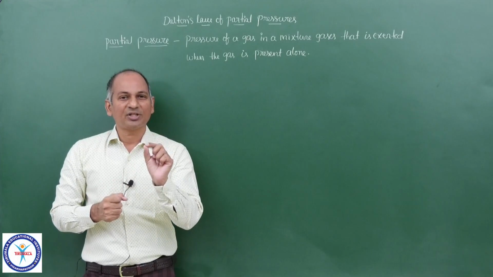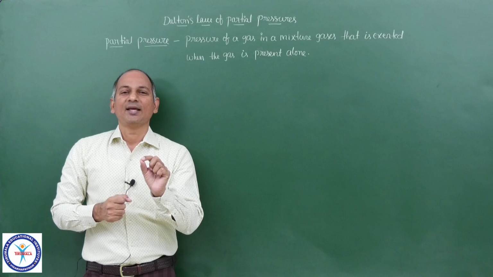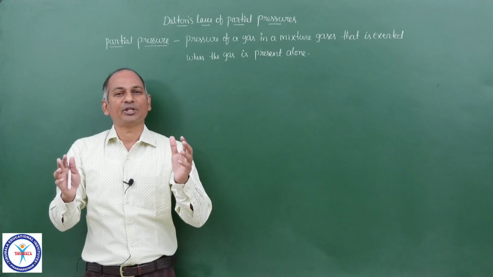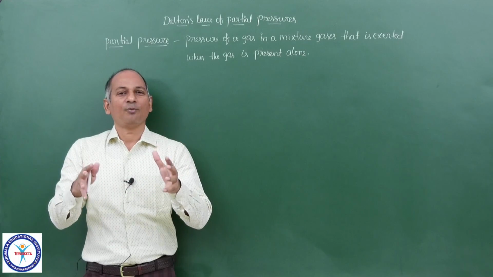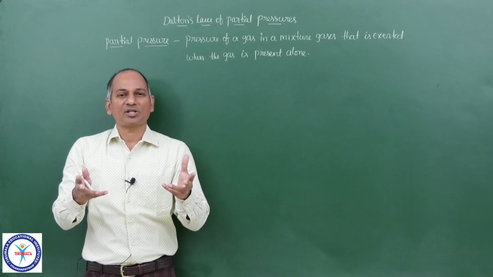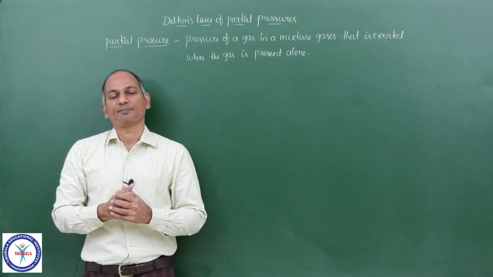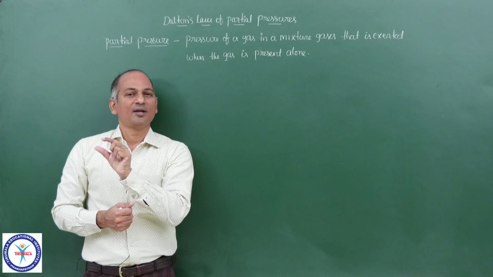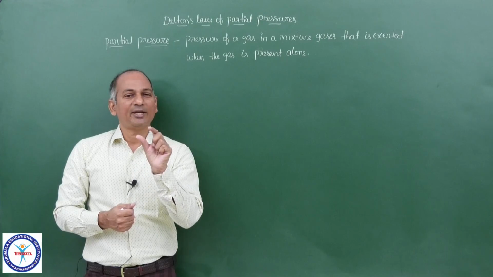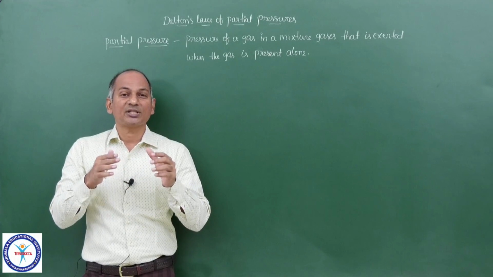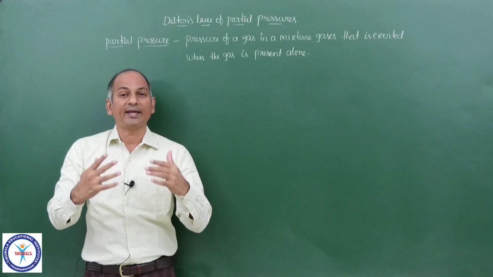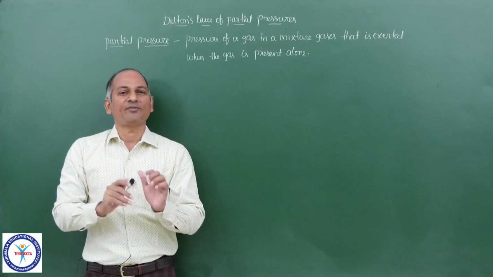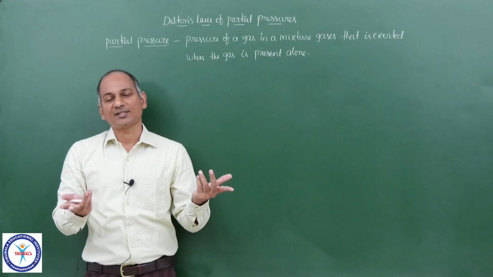So it is the pressure due to one particular gas if it were present alone, and there is no other gas. Hypothetically, just imagine there is no other gas, only that gas is present. Then what is the pressure in the vessel? That is the partial pressure. So it is the part of the total pressure that is exerted by a particular gas. Partial pressure is the contribution of a particular gas to the total pressure, because total pressure is the sum of the partial pressures. That is Dalton's law.